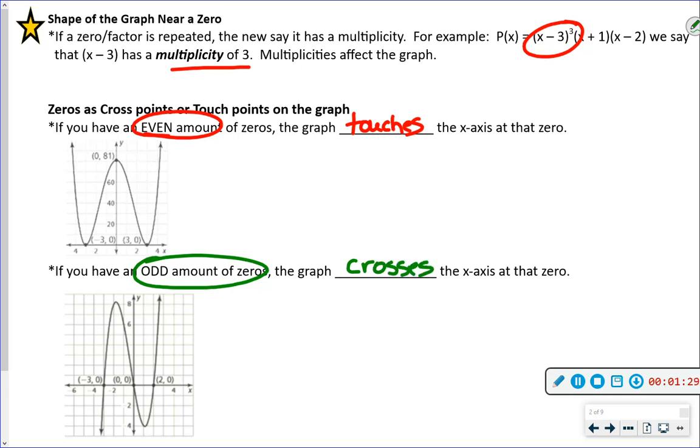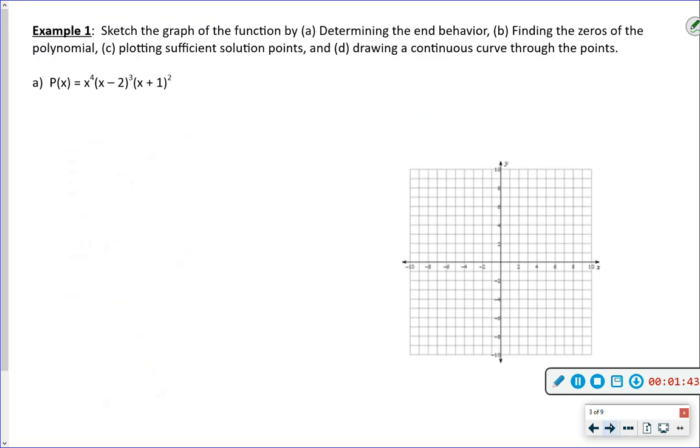So I'm going to use all those skills from yesterday. I'm going to think about the degree. I'm going to think about the ends. I'm going to get the zeros. I might have to factor a little more today. And then I'm going to think about the multiplicities. Are we touching the x-axis, crossing the x-axis, all of that good stuff.